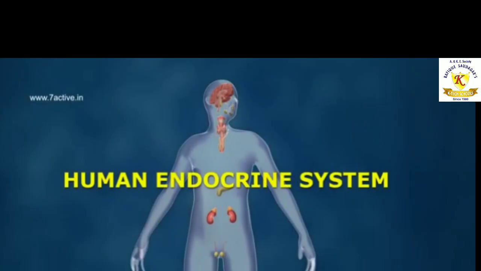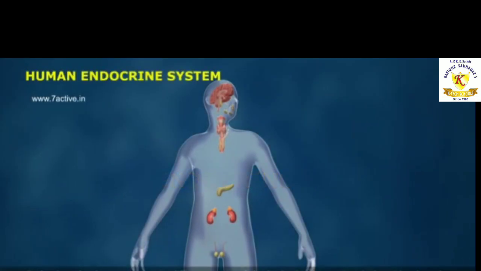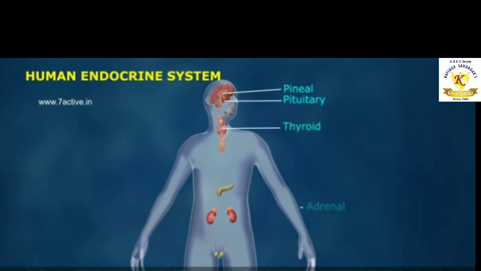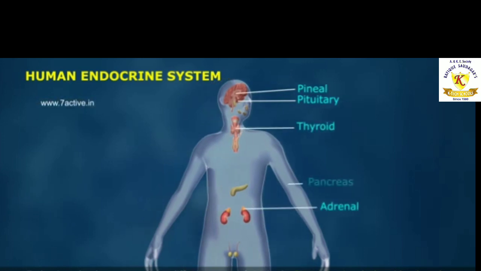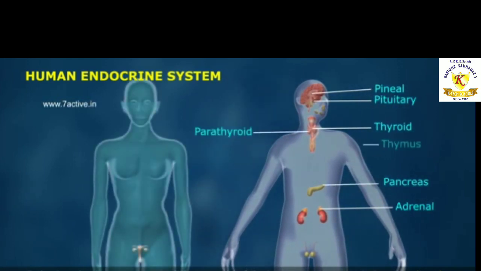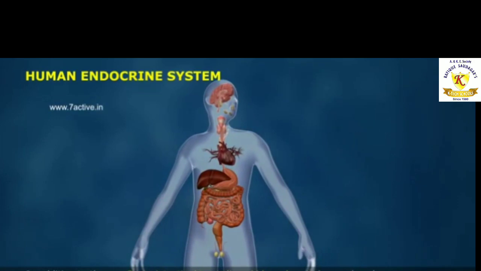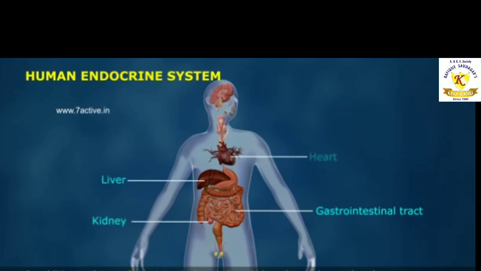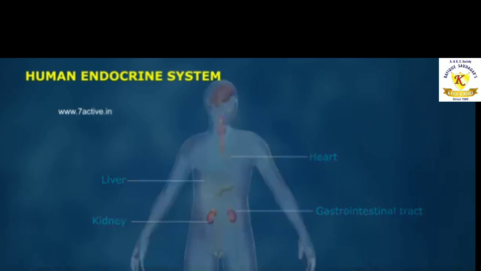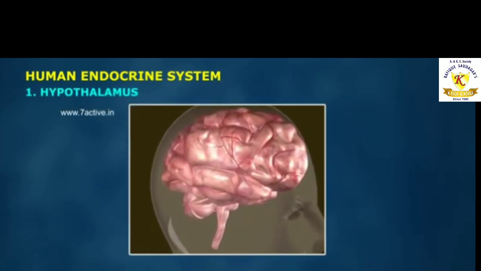Okay? Now let's see the human endocrine system. Endocrine glands are present in different parts of the body: pituitary, pineal, thyroid, adrenal, pancreas, parathyroid, thymus, and gonads are organized endocrine glands in our body. In addition to these, gastrointestinal tract, liver, kidneys, heart also produce hormones. First, hypothalamus.